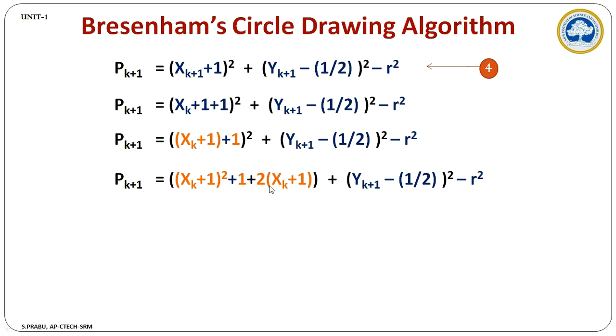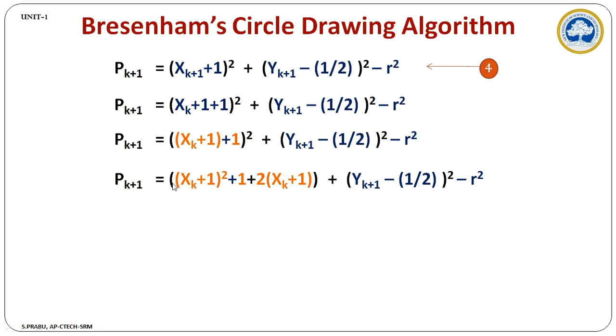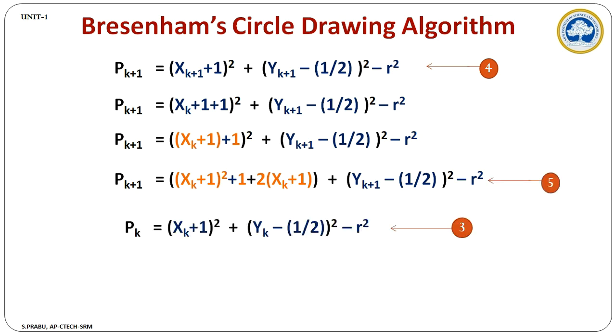The reason for writing like this: the pk value contains (xk plus 1) whole square. For subtracting from pk, I want to cancel this term. That's why I am writing like this. I treat this equation as 5. Now I take the pk value. Now I want to subtract, pk plus 1, that is 5 minus 3.